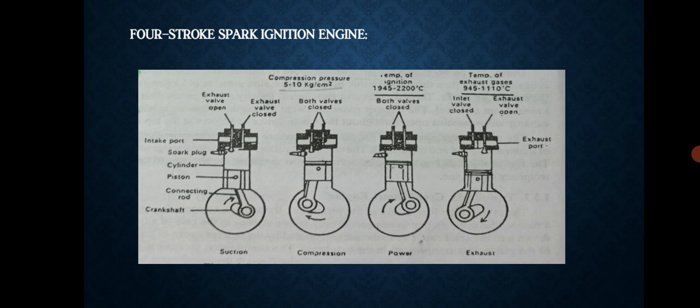The strokes were similar to those discussed under the four-stroke diesel engine. The compression ratio varies from 4:1 to 8:1 and the air fuel mixture from 10:1 to 20:1.